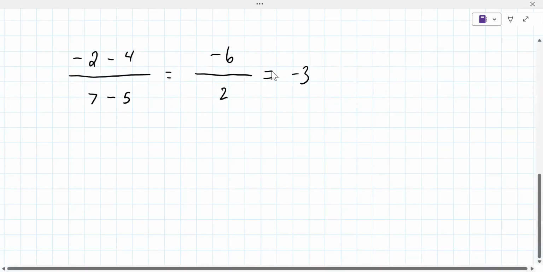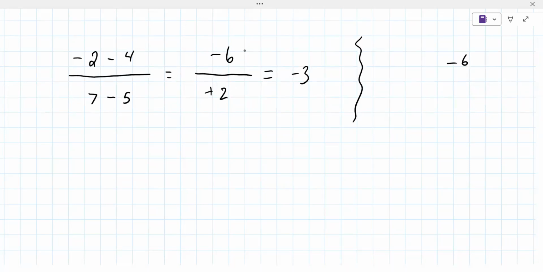The reason it's negative, and I think we've covered this, is when you have a negative over a positive, that becomes negative. What if it was -6 over -2? What happens when you have a negative over a negative? It becomes a positive, doesn't it? Yes, +3. Now what if it's 6 over -2? Where the negative's on the bottom, it becomes a negative.